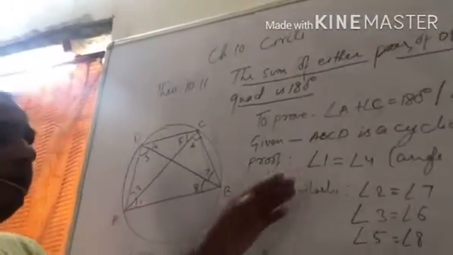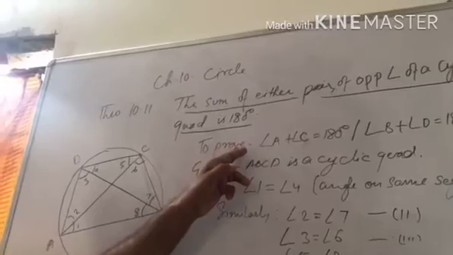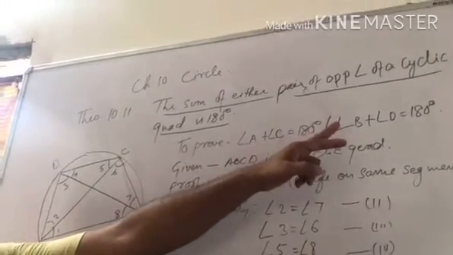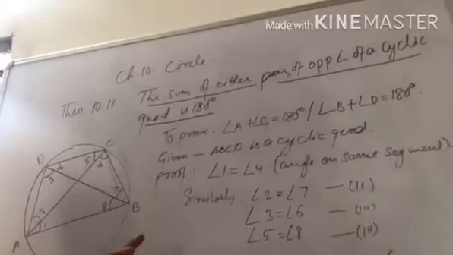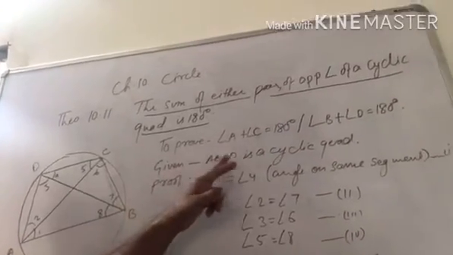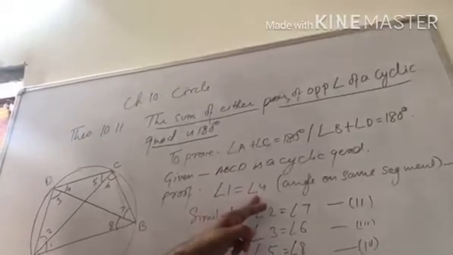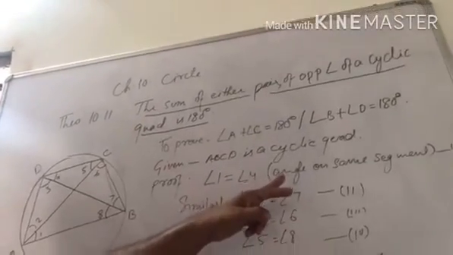See, now to prove angle A plus angle C is equal to 180 degrees, angle B plus angle D is equal to 180 degrees. Given is ABCD is a cyclic quadrilateral. Proof: angle 1 is equal to angle 4, angles in the same segment.